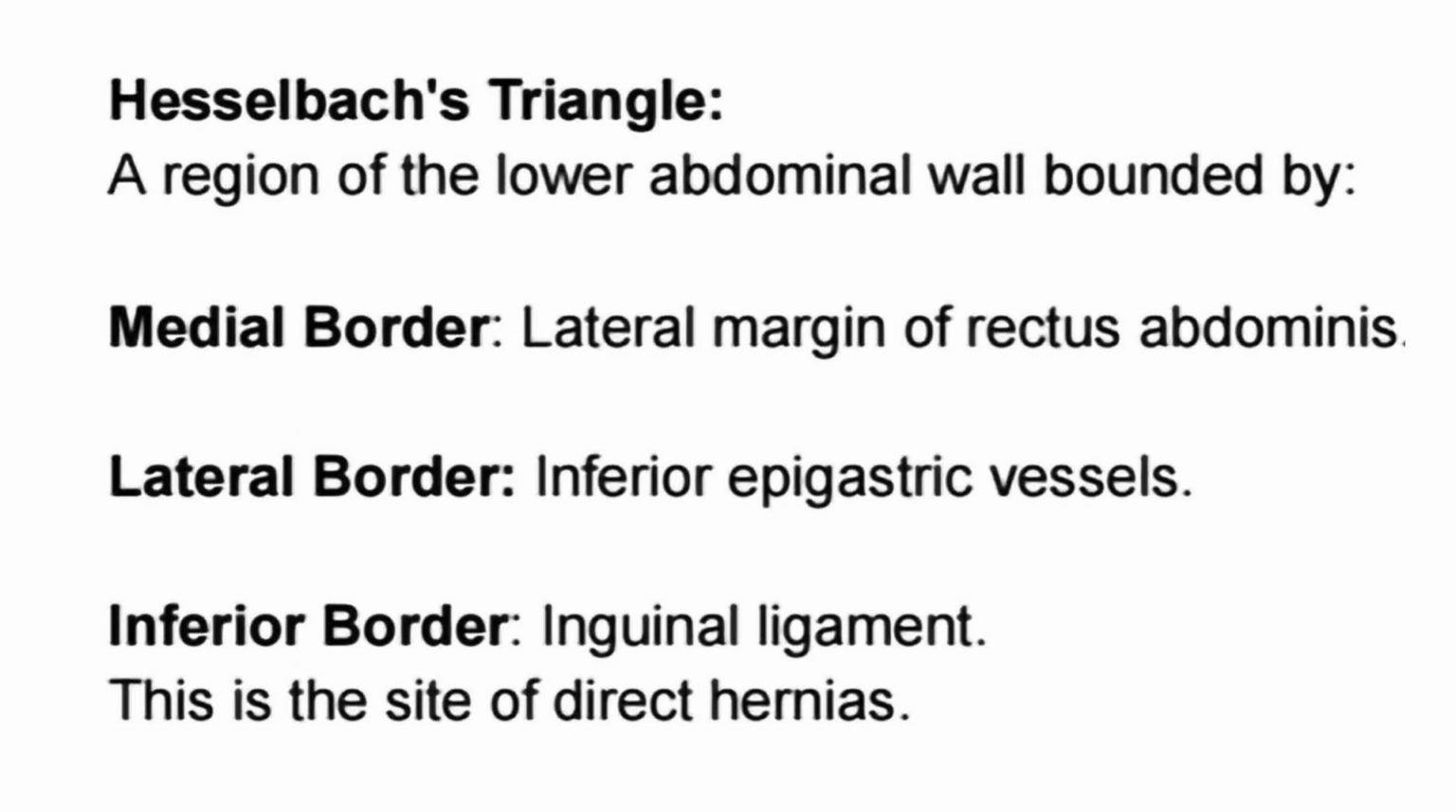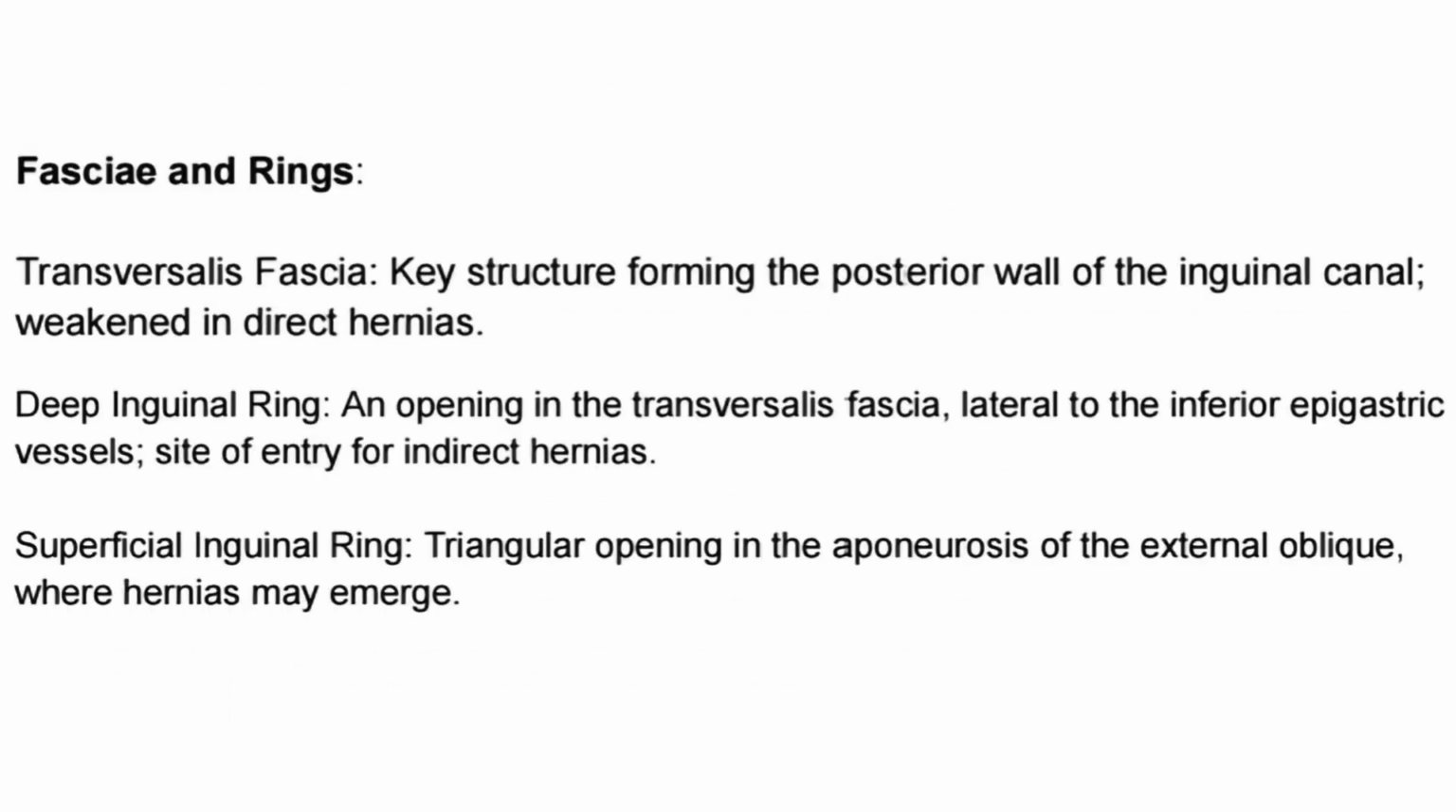It is bounded medially by the rectus abdominis, laterally by the inferior epigastric vessels, and inferiorly by the inguinal ligament. This region is where direct hernias commonly occur. The deep inguinal ring, found lateral to the inferior epigastric vessels, is where indirect hernias begin. The superficial inguinal ring, located in the aponeurosis of the external oblique, is where hernias emerge externally.